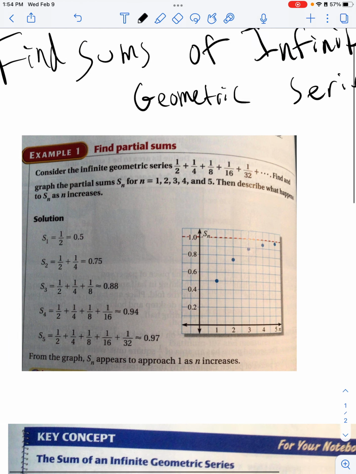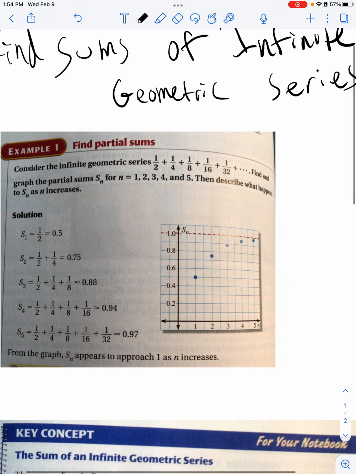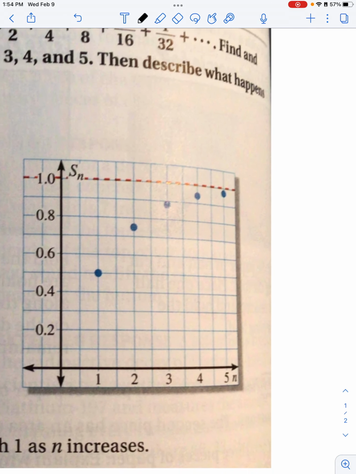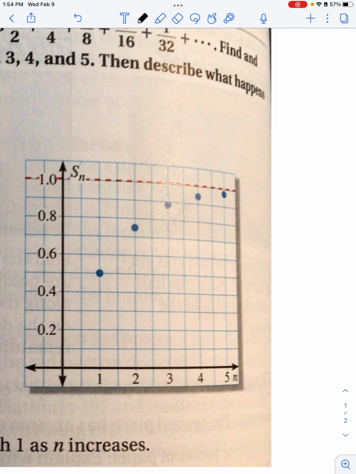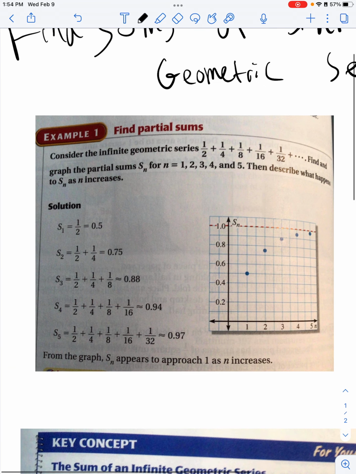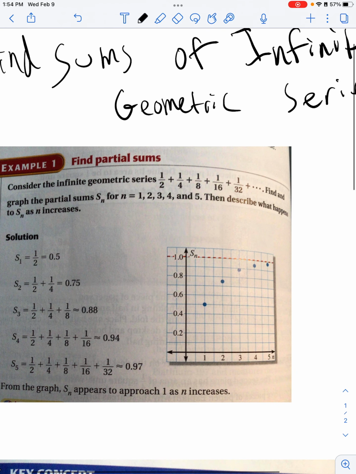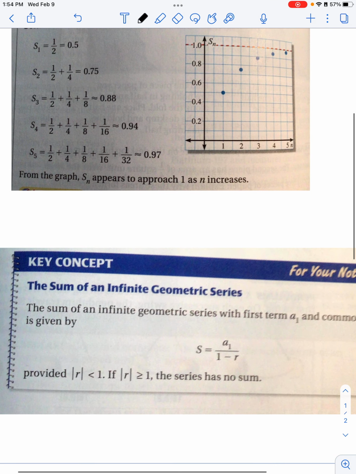So for example, if we look at this geometric series, 1/2, 1/4, 1/8, 1/16, the denominator is doubling. As I graph it, again, 0.5, 0.75, 0.88, 0.94 approximately, you can see that we are approaching closer to 1. So we would say that Sn appears to approach 1 as n increases. It's just going to get closer and closer and closer to that line.